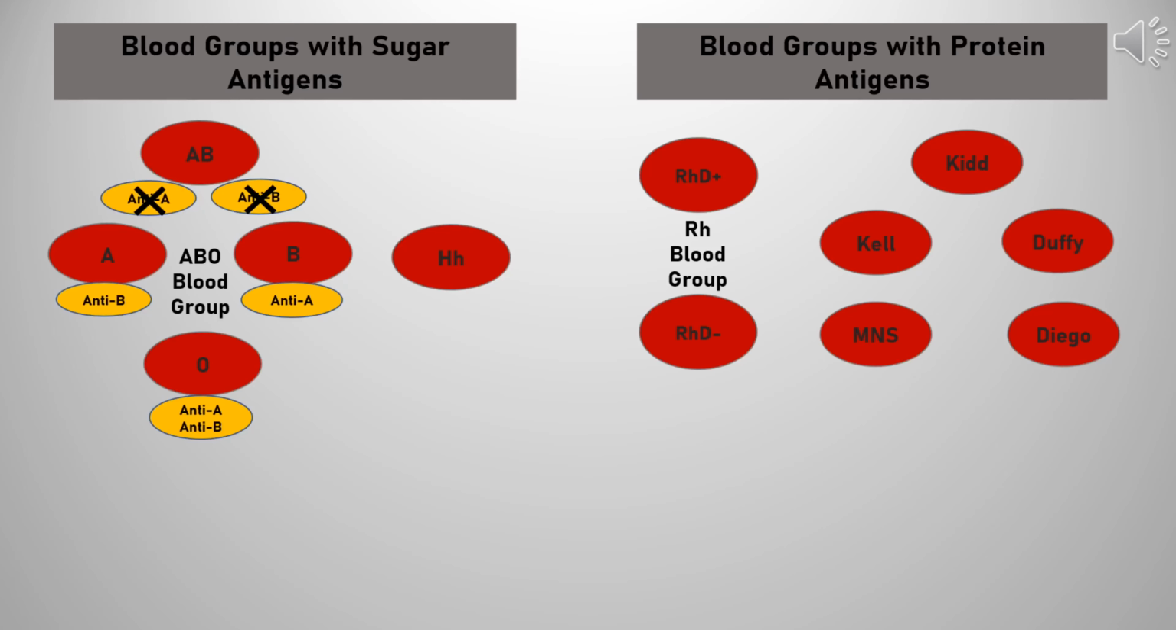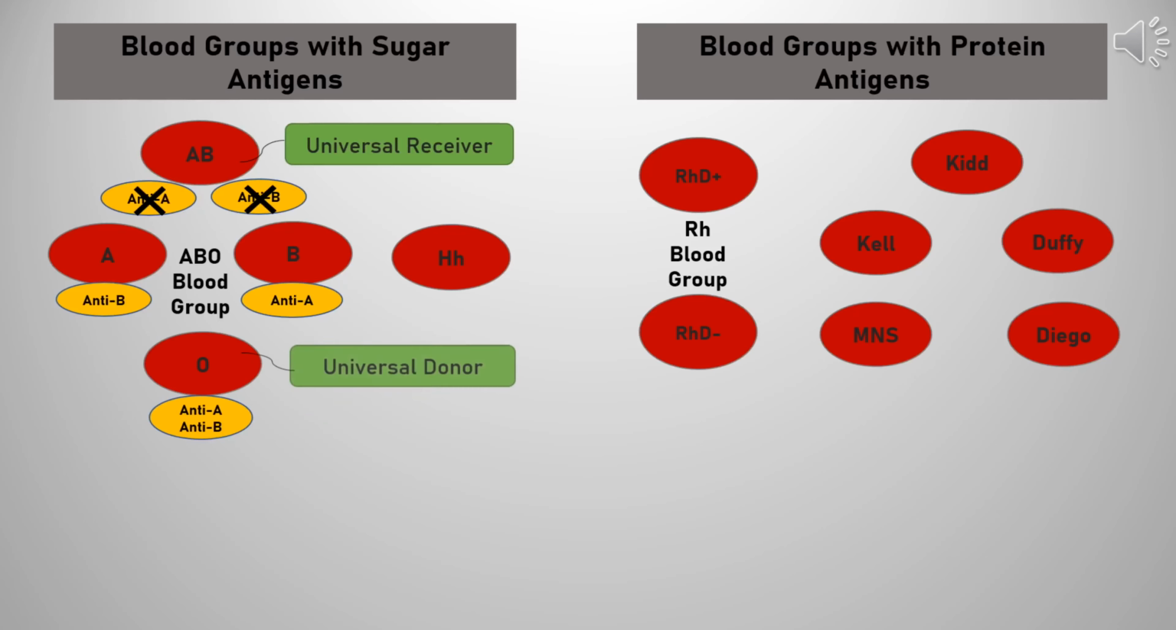A person's DNA determines the type of sugar antigen or carries the information for producing a certain protein antigen on the RBCs. AB blood group is considered the universal receiver because individuals with the AB blood group have both A and B antigens but no anti-A or anti-B antibody in the plasma, whereas O blood group is called universal donor as individuals with O blood group have no antigens but both antibodies, anti-A and anti-B, in the plasma.